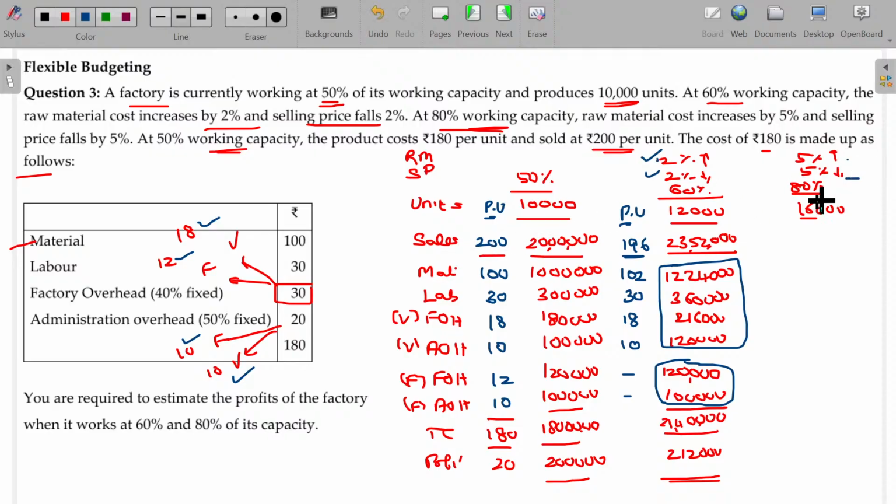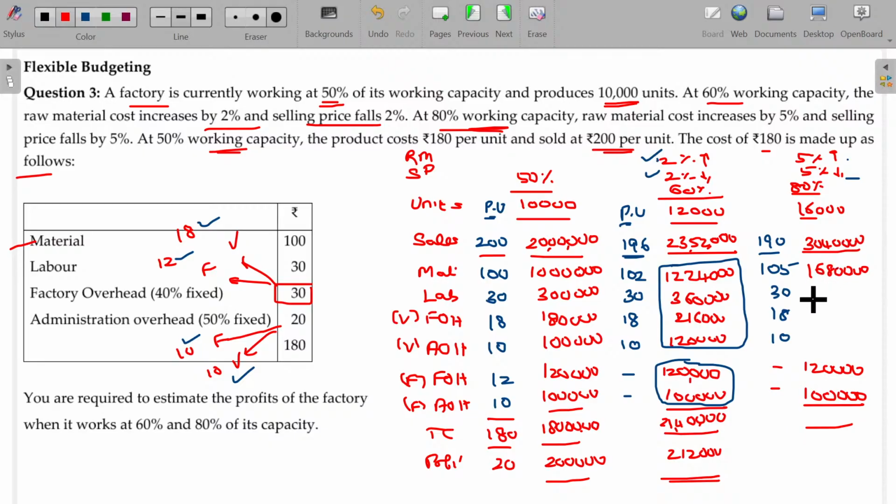Now, 5% decrease in sales price, then it is now 190. Material cost increases by 5%, so 105. Labor remains same, variable overhead remains same per unit. But when it is all about total fixed cost, per unit may be changing, so total remains the same. 1 lakh 20,000 and 1 lakh remain the same. So 190 into 16,000, your sales revenue being 30 lakhs 40,000 rupees.